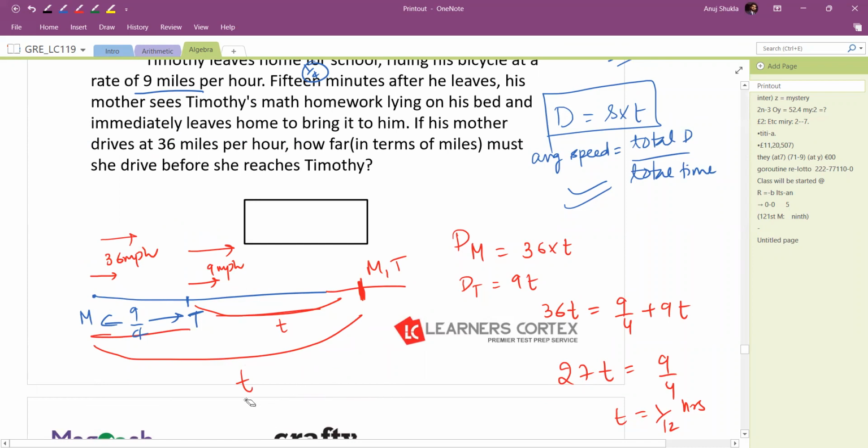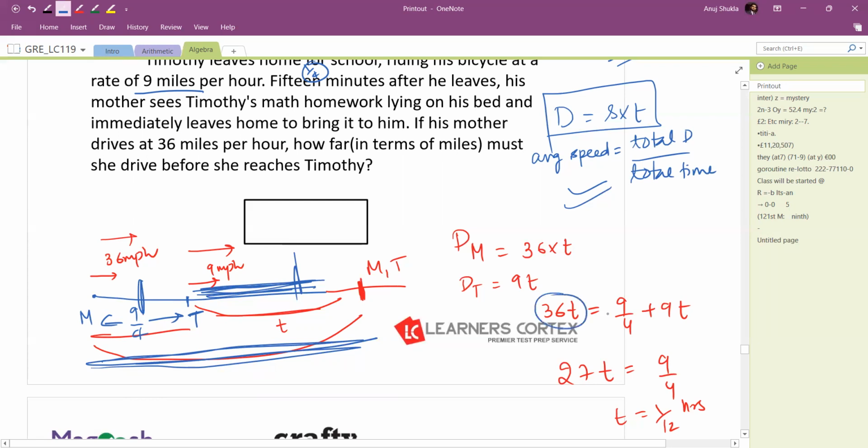See, I don't know why you're not able to understand this basic thing. Timothy is traveling this distance after 15 minutes, right? Her mom is traveling this distance. Can you see this distance is actually equal to this plus this? Yes, sir. So 36t is the distance by mom. 9 by 4 anyway the lead was there, and 90 is what Timothy has traveled. Clear, right? Yes, sir. Okay. Please ask these things then and there itself. Otherwise, if I erase, it will be very difficult to draw the diagram again and tell you.